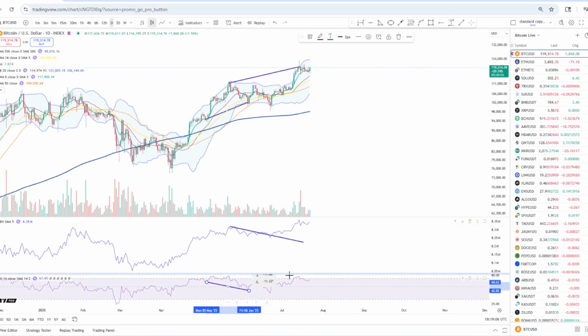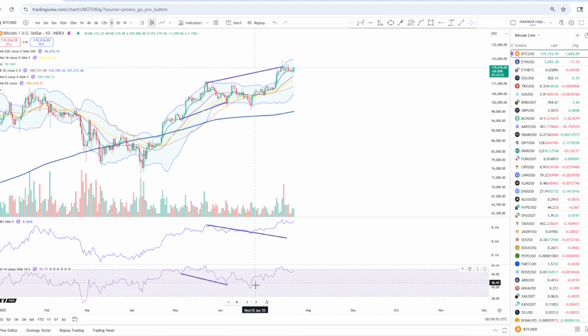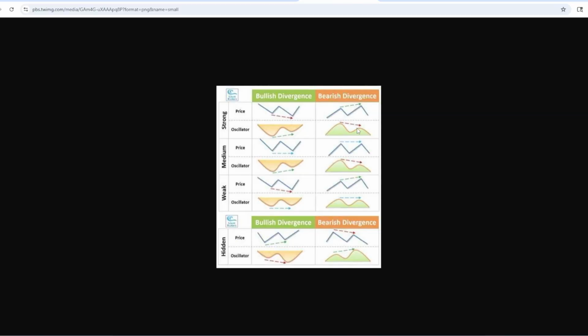RSI and bounded oscillators like the RSI, like the stochastics, they work well for hidden divergence or continuation divergence. You don't want to use the on-balance volume for hidden divergence, nor do you want to use the RSI for regular divergence. And I'll do separate videos on each of these things. So this is a nuanced topic.